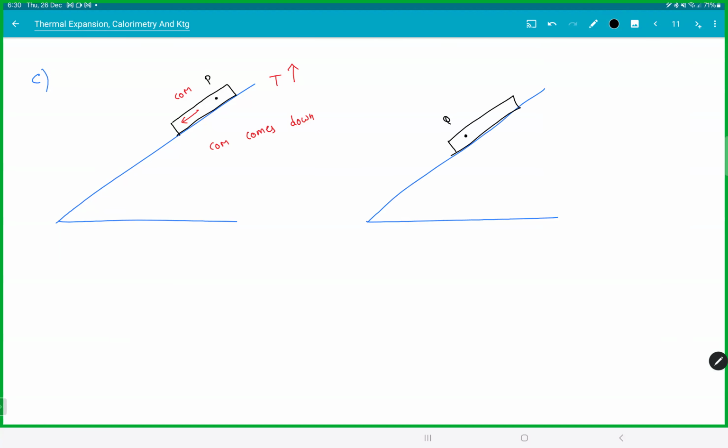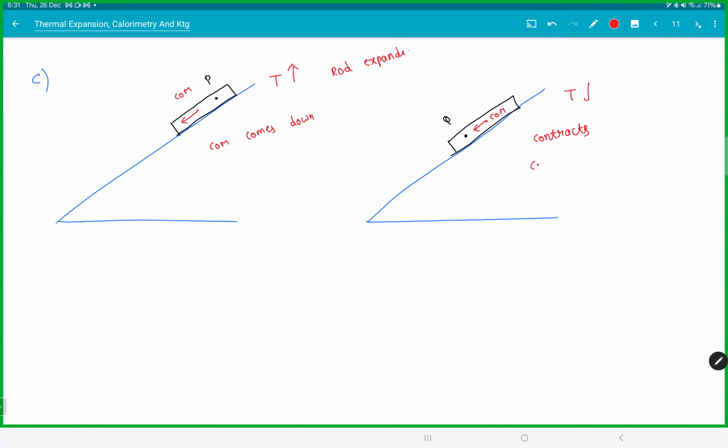This is point Q. Now let's say if temperature decreases, what will happen? It will contract, right? Rod contracts. That means center of mass will still come down. You're getting the catch? Because P will not move now. So this point will not move. That means everyone else will go away from P. So center of mass is on the other side, it will go down. In this case, Q won't move. Everyone will contract towards Q. That means center of mass will come towards Q.